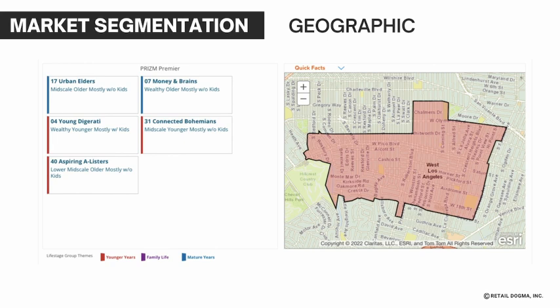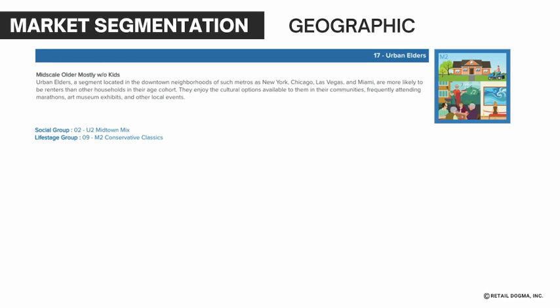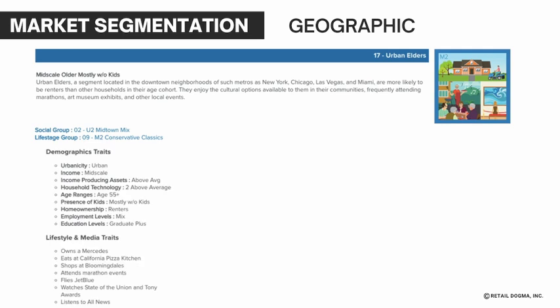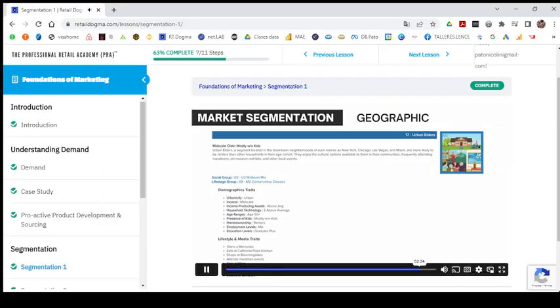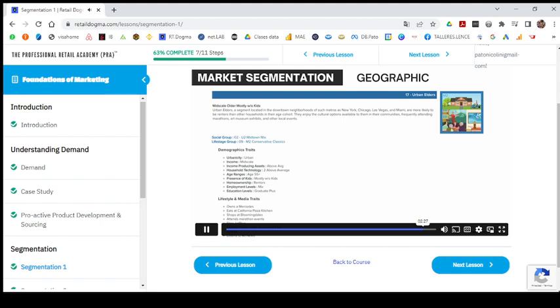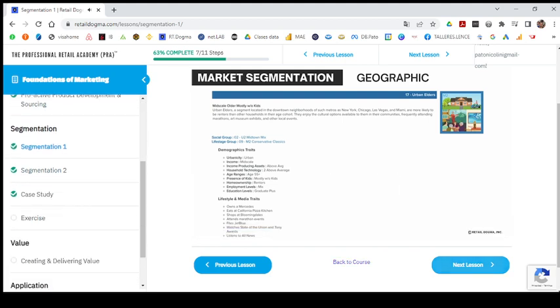They have created different segments with personas assigned to them. For example, when we look at the urban elders, we find that they are more likely to be renters, they enjoy cultural options, they would be attending marathons, museums, and other local events. This persona is likely owning a Mercedes, shops at Bloomingdale's, flies JetBlue, and listens to all news. Such segmentation is not only useful in choosing store locations, but also in creating product assortments for each store location. Then the company decides which segment would represent the greatest opportunity, and this would be its target market.